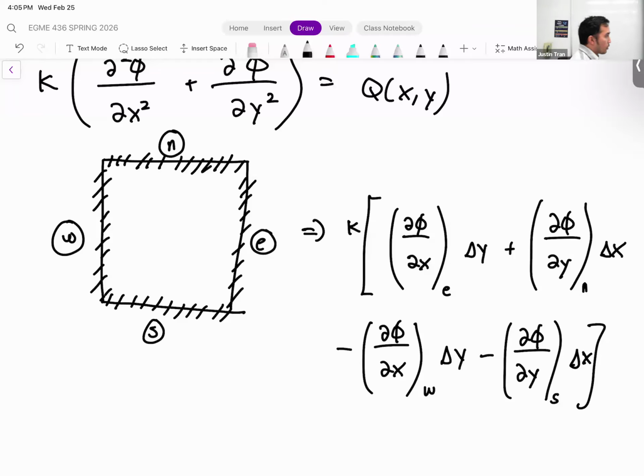Each of those derivative terms are the derivatives of our solution evaluated at the centroid of our faces. In red there, I've pointed out where you're evaluating those different derivative terms. What we plug in for those depends on whether we have a neighbor or whether we have a boundary condition.